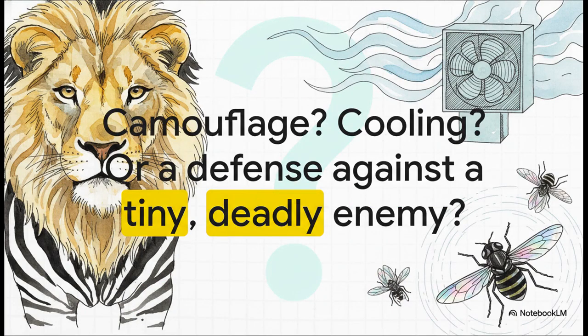So, the big question really boils down to three main theories. The usual suspects, you could say. First, were the stripes some kind of crazy camouflage to confuse big predators like lions? Or maybe it was a clever form of air conditioning, a way to stay cool. Or, and this is where it gets interesting, was the real enemy something much smaller and way more annoying? We're going to investigate all of them.